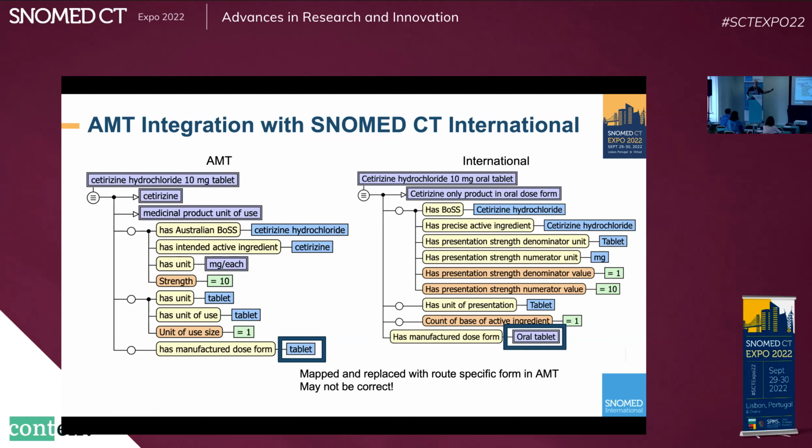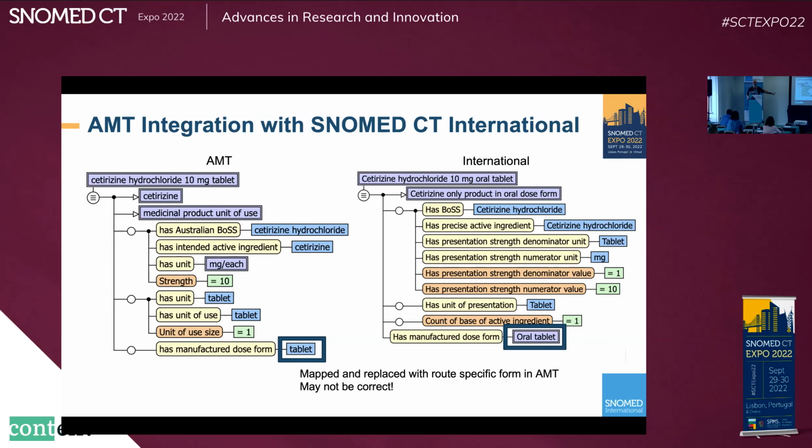What I did in this prototype was just very aggressively map AMT to these forms that include route. So I've actually mapped and forced into AMT that tablet means oral tablet. That's almost certainly incorrect in some places in AMT, but it was interesting for the exercise. And I wouldn't have got any subsumption at all if I hadn't done that. Well, any meaningful beyond medicinal product.